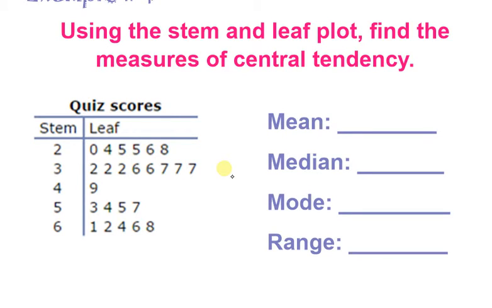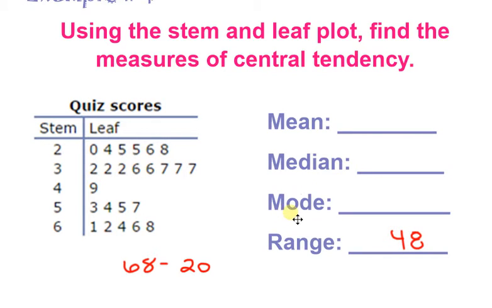So the first thing I'm going to do, I like to start off easy, is start with the range. The largest number is going to be at the bottom and all the way to the right, so it's going to be 68. And then the smallest number is going to be to the top left, and that's going to be 20. So 68 minus 20 is 48, and that's my range.